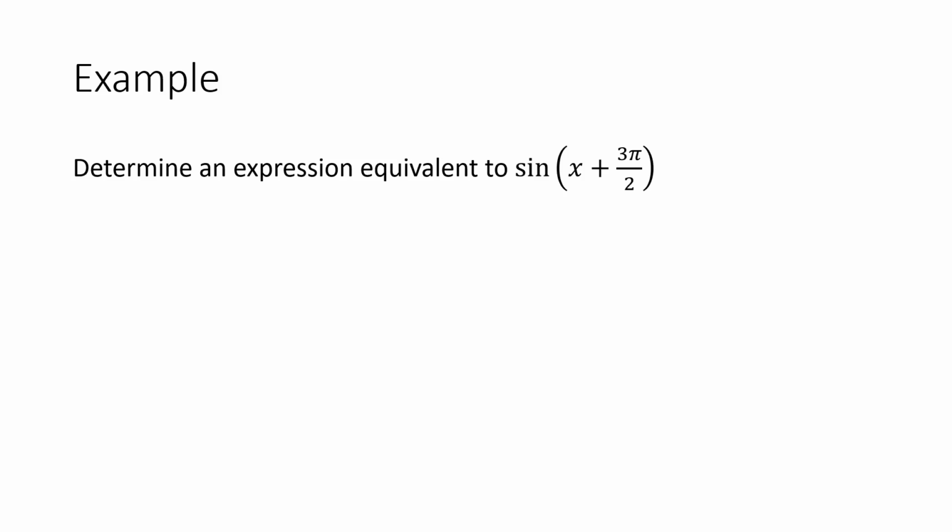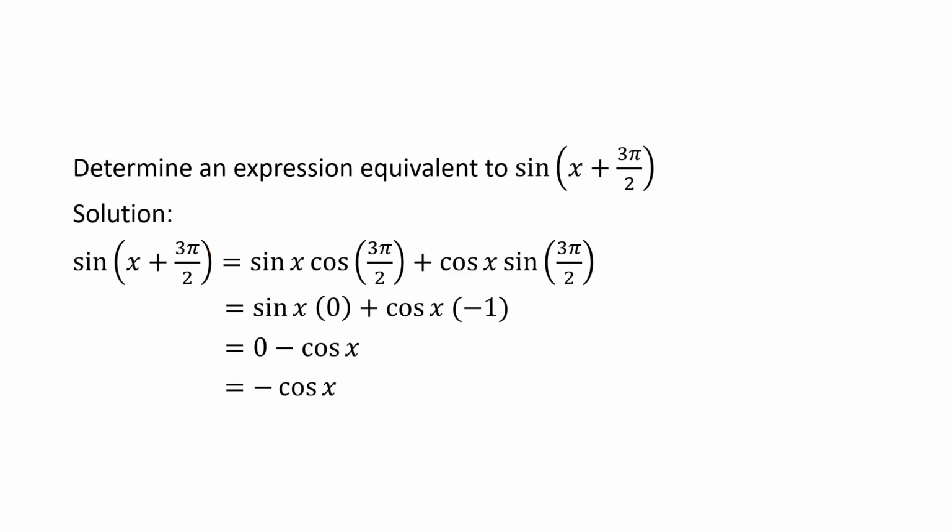Okay, what if we wanted to know an expression equivalent to the sine of x plus 3 pi over 2? Well, it sure would be helpful if we had an equation for the sine of a plus b. Oh wait, we do. Isn't that convenient? We're going to use that to our advantage. We know that the sine of a plus b is sine a cos b plus cos a sine b. So if a is x and b is 3 pi over 2, then we've got the sine of a cos of b plus cos of a sine of b.